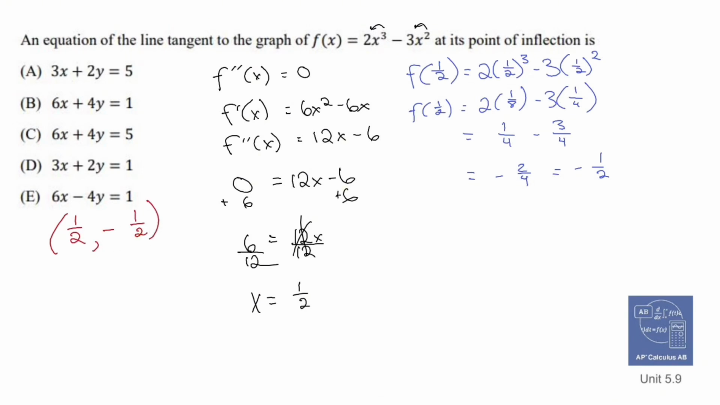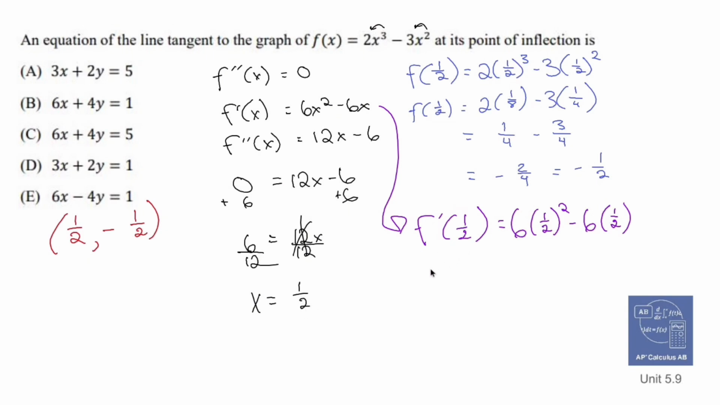Now I have a point. What I don't have is a slope. The way I find the slope of the tangent line is I take my derivative and plug in that 1/2. So here was my derivative, so let me bring that down over here. Let's plug 1/2 into that. So f prime of 1/2 is going to be 6 times 1/2 squared minus 6 times 1/2.